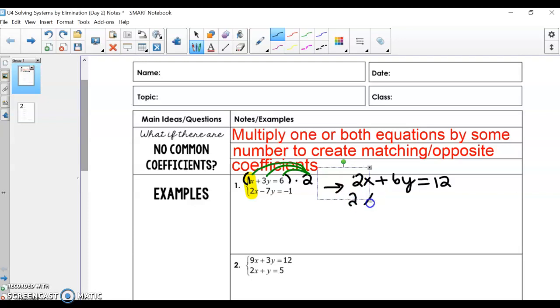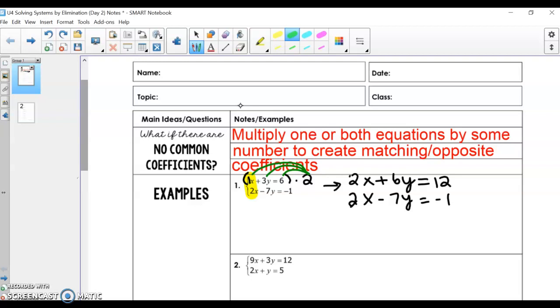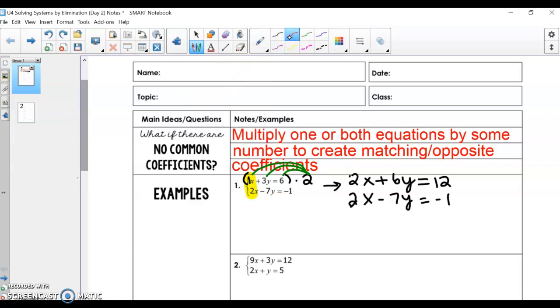So 2x minus 7y equals -1. And now we're back to the ones that we learned about in videos part 1 and 2, where these are the same number, and it's going to be easier to eliminate them. It's just adding one more step in there. As we did with the other ones, we're going to draw our line here and treat it as a big addition or subtraction problem.